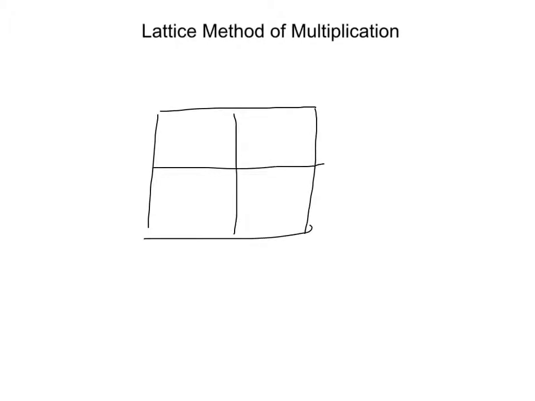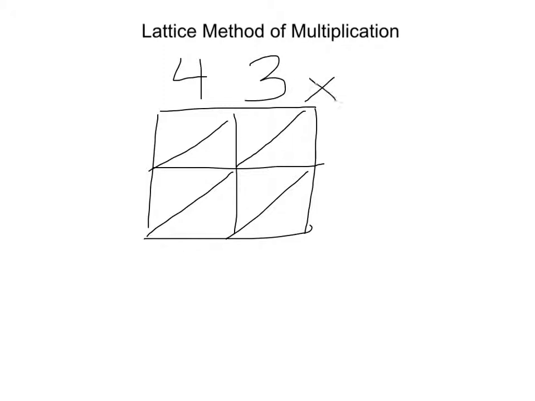Now we're going to do the same problem, 43 times 35, using the lattice method of multiplication. Since it's a two-digit by two-digit problem, we draw a 2 by 2 box, and we cut each part into triangles. We make sure to remind ourselves that the top is always for the 10 spot and the bottom is for the 1 spot. We write our problem out, 43 times 35.